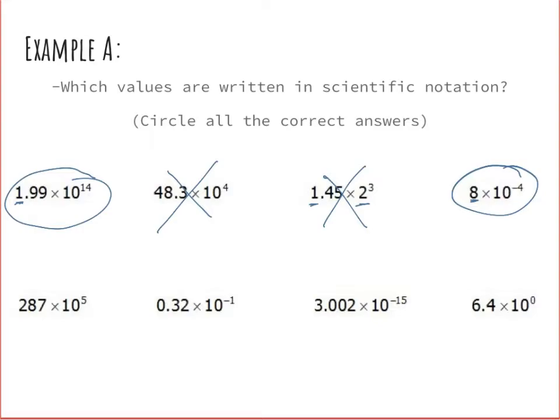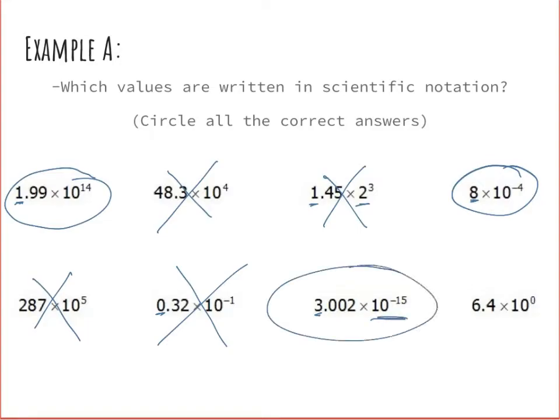My next number, 287. Is 287 less than 10? No, so this is not scientific notation. My next number, I've got a 0 in front. 0 is not equal to or greater than 1, so that's not scientific notation. My next number, 3, is equal to or greater than 1, and raised to a power of 10, check, so this is scientific notation. And my last one, 6, equal to or greater than 1, yes. Raised to a power of 10, yes, so this is also scientific notation.